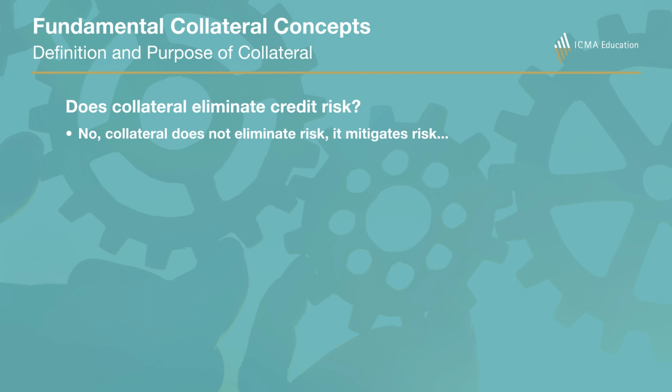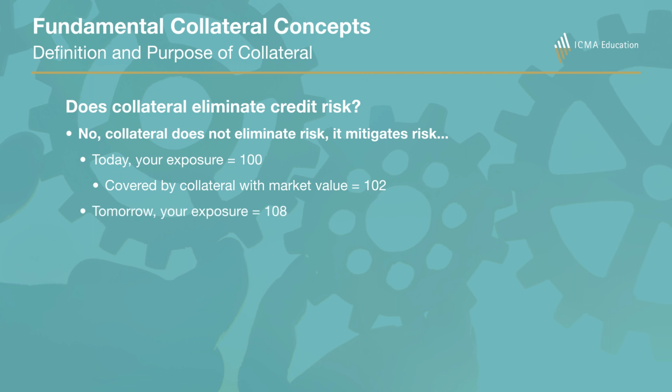A good and simple way to understand this is to look at today, where the exposure equals 100, which collateral covers with a market value of 102. Tomorrow, your exposure equals 108, but the market value of the collateral changes to 95. This illustrates how over just one day, the movement of exposure and collateral value requires additional value to be posted over just one day.